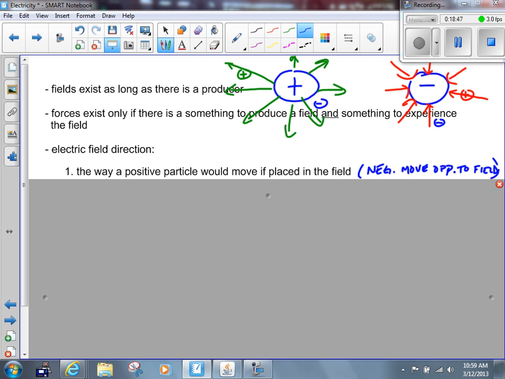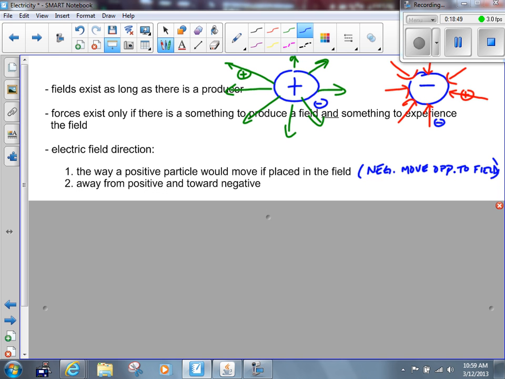If it's the way that a positive particle would move if placed in the field, then the field always also has to be away from positive, and toward negative. The way that a mass would move when placed in a gravitational field is the direction of a gravity field, or toward the producer. The electric field is the way that a positive would move if placed in the field, or away from the positive toward the negative.